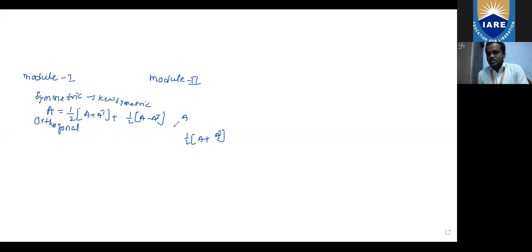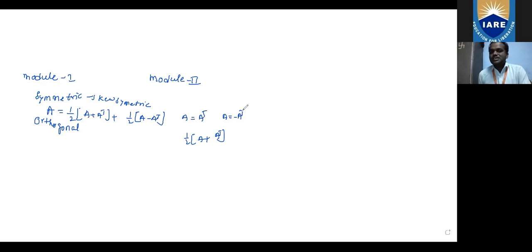If any matrix is said to be symmetric or skew symmetric, we check the condition. The symmetric definition is that any square matrix is said to be symmetric if A is equal to A transpose. When this condition is satisfied, that matrix will be called a symmetric matrix. And next, a skew symmetric matrix satisfies A is equal to minus A transpose.